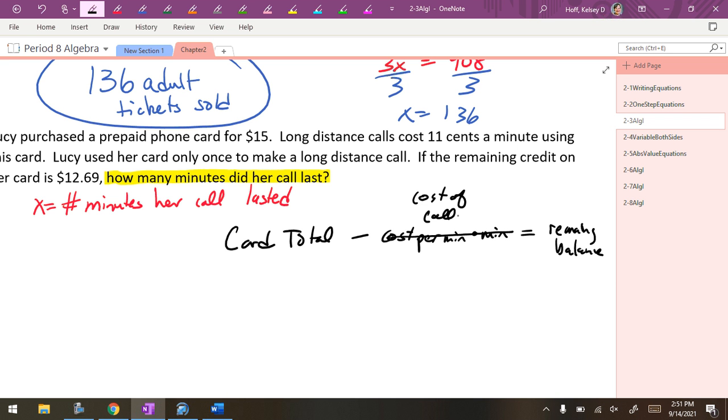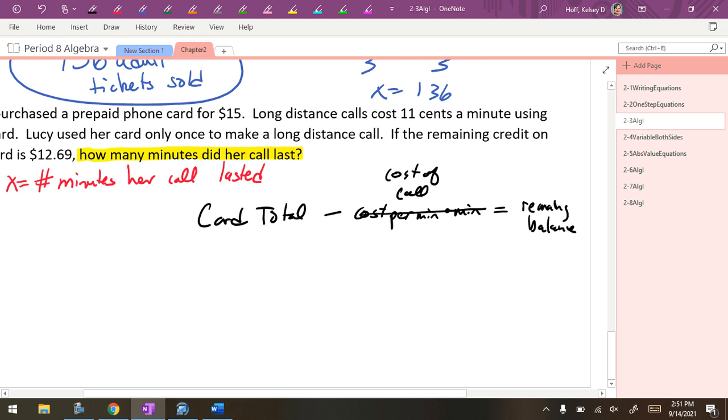I hate subtraction. Thatcher. You do 15. No numbers. Oh, I mean the card total. Minus. No. I don't like subtraction. Hold on. Cassidy. The remaining balance plus the cost of the call equals the card total. Is that the same thing?